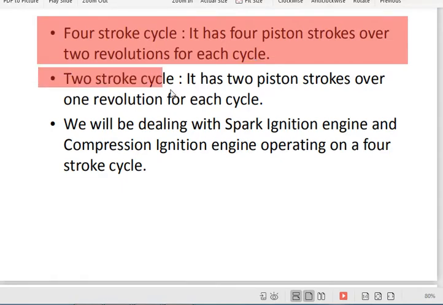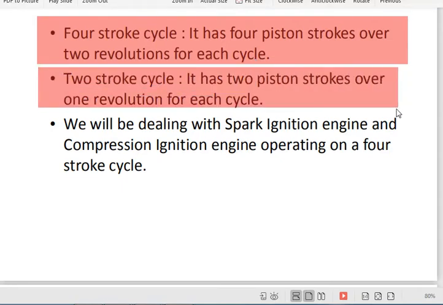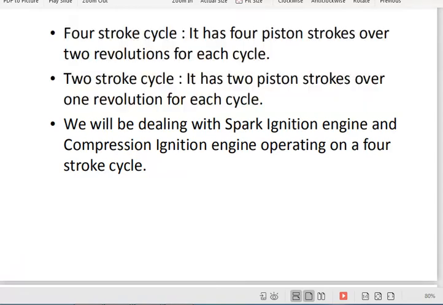Whereas in a 2-stroke engine, each revolution of the crankshaft will lead to a power stroke. What we can say is, the suction, compression, power and exhaust in a 4-stroke engine happens in 2 revolutions, and the same cycle, suction, compression, power and exhaust, happens in 1 revolution of the crankshaft. So this is the basic difference between the 2 cycles.